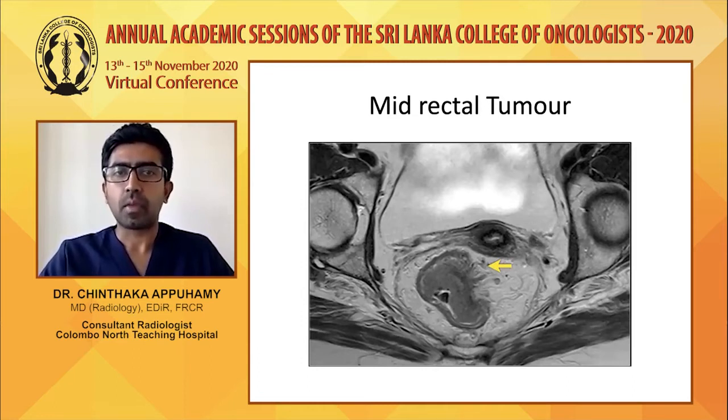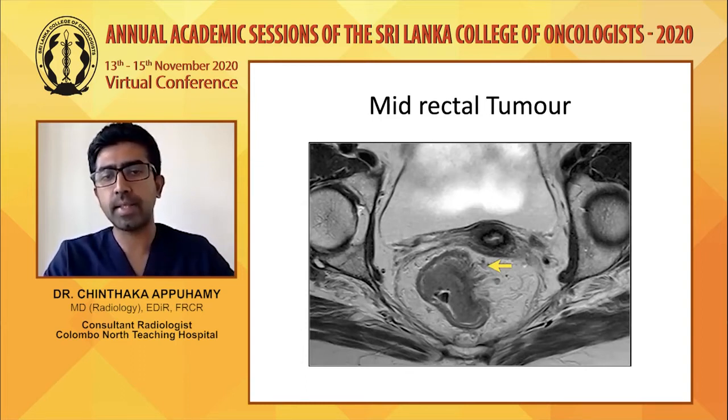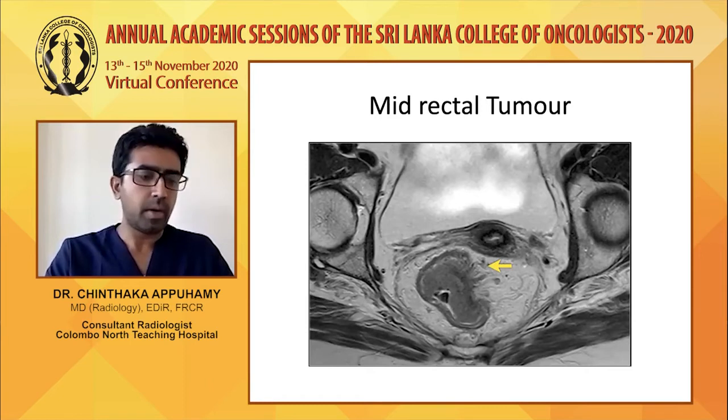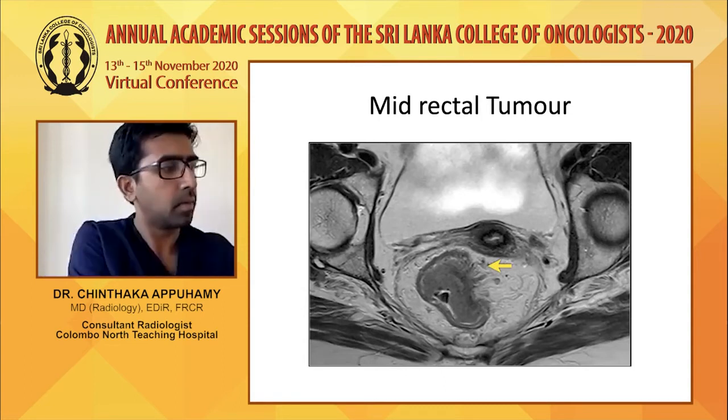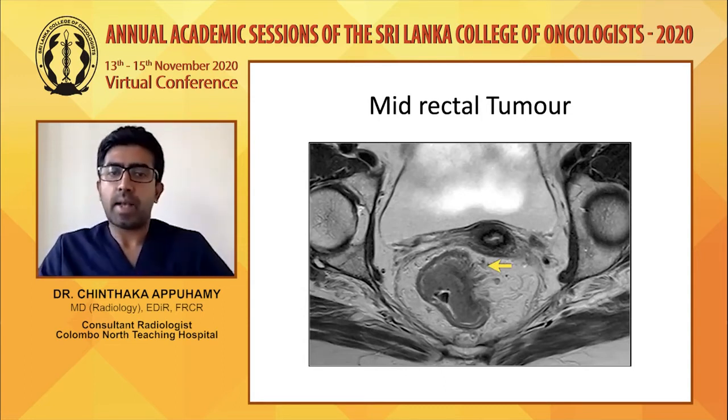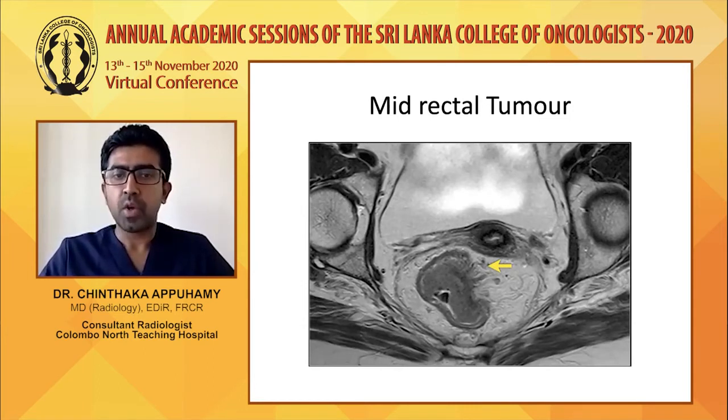Mid-rectal tumor. This is a clear diagrammatic illustration of this axial T2 weighted image showing tumor infiltration into the mesorectal fat. In this case, it extends up to 15 millimeters, where you can see hypointense tumor stranding marked by the yellow arrow. However, the mesorectal fascia is not involved.